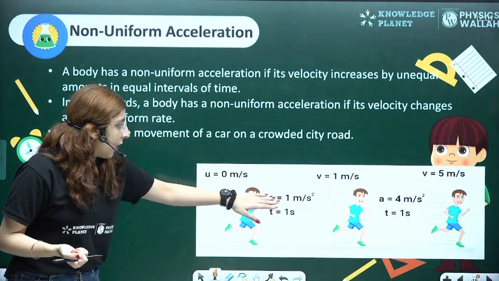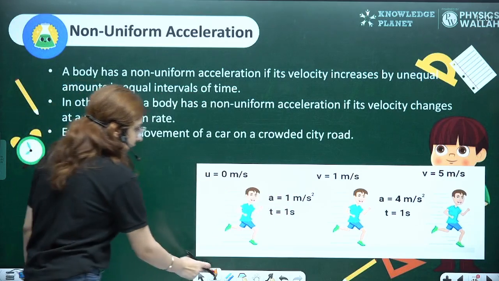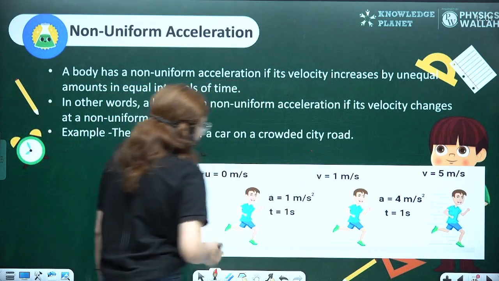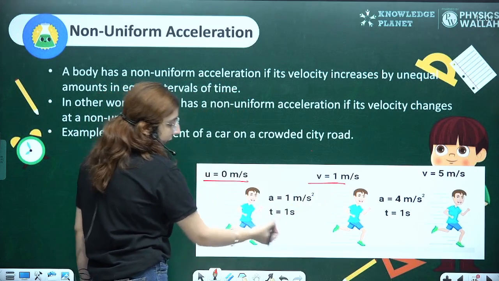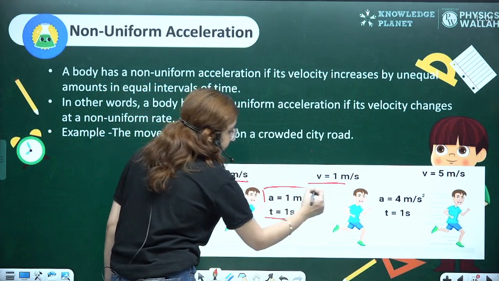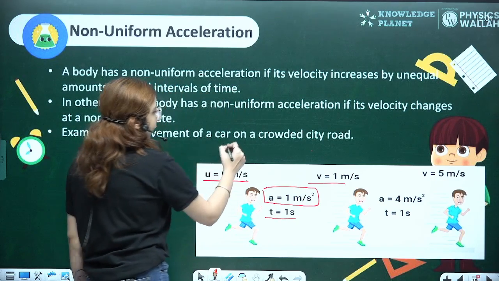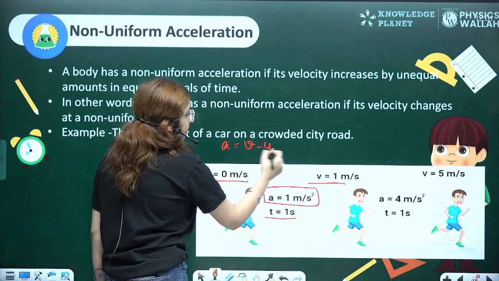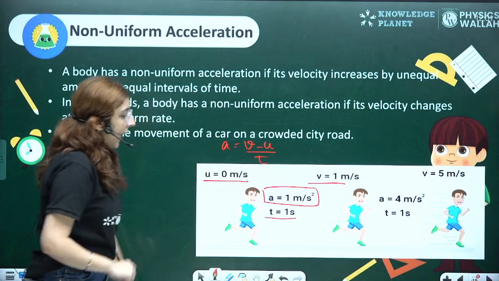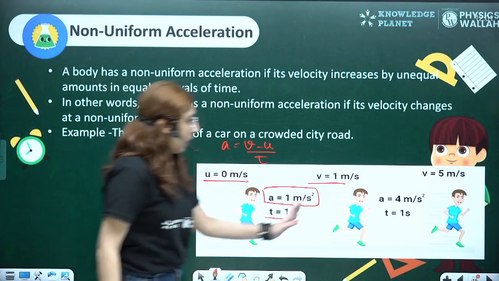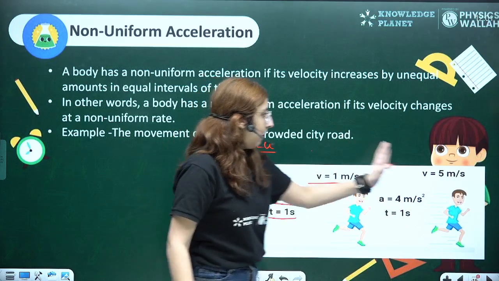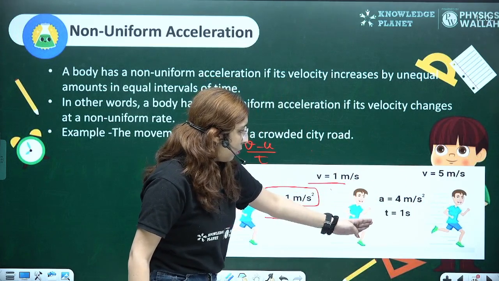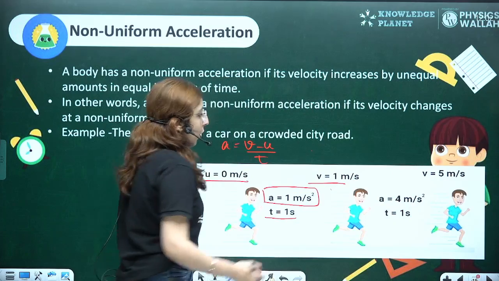So yes, my velocity is changing. Have a look over here in the example. Initially it was 0, final 1, in time 1 second, acceleration 1 meter per second square. Acceleration is final minus initial by time. Now have a look over here. When we consider this scenario, velocity initially is 1, final is 5, time is 1. Now acceleration is 4 meter per second square.